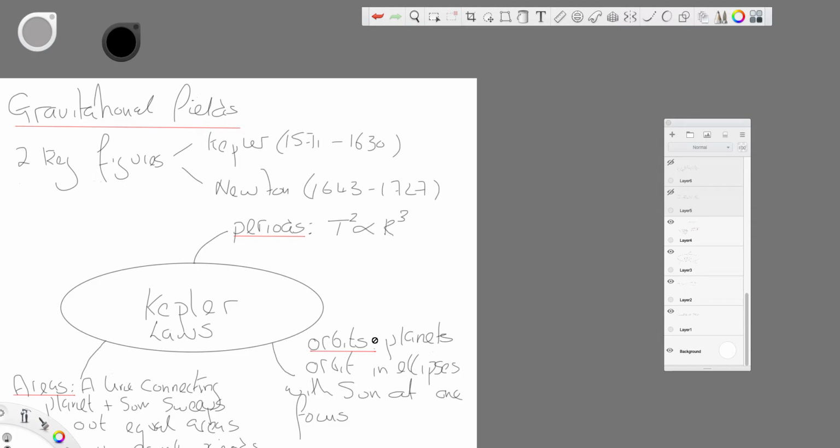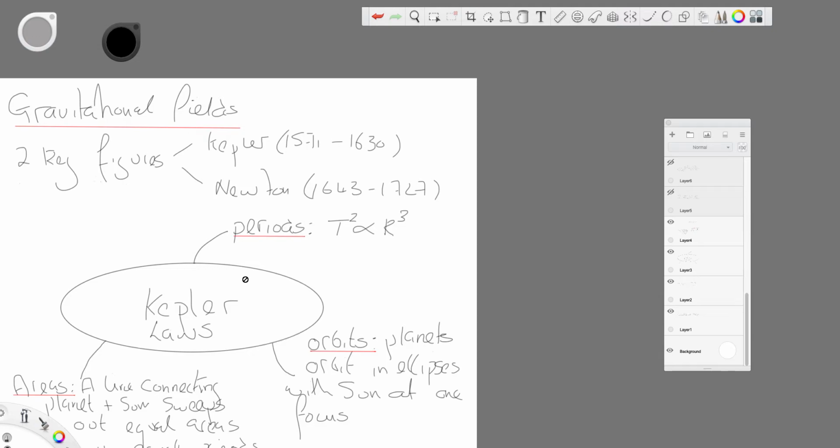He said that planets orbit the Sun in ellipses. An ellipse is kind of a squashed circle. Here's one focus, here's another focus. So what he said was the Sun is in one of these foci and the planet orbits in an ellipse around the Sun.